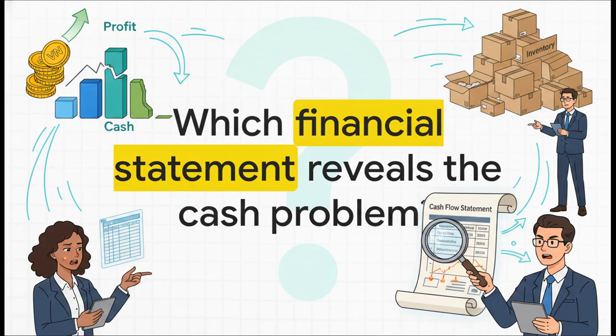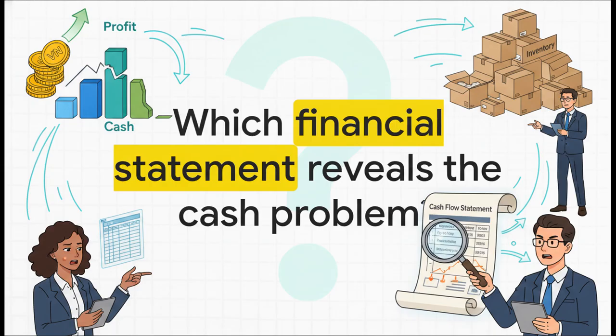Case Study 1, the Profit versus Cash Paradox. Company ABC is reporting a robust net profit of 2 billion VND. Yet management is absolutely panicking because they cannot make payroll this month. How is this even possible? Take a moment. Think about what we just learned. Where would you look as a financial analyst?